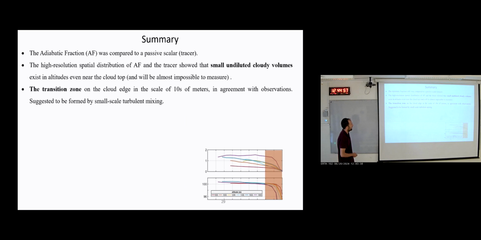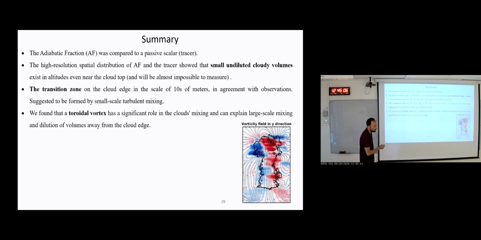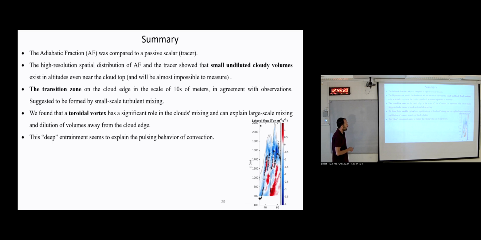We also noted the transition zone, which before was mostly recorded by a few in situ measurements and a toy model. And now it's a more complicated model that is able to tell us this story. And we found that the toroidal vortex has a significant role in the cloud's mixing and can explain large-scale mixing and dilution of volumes away from the cloud edge. And this deep entrainment can, in a way, maybe explain the pulsating behavior, which has also been a question for the dynamics of cloud filters.